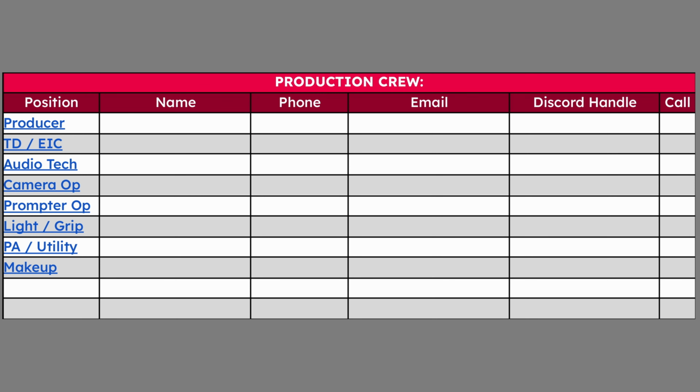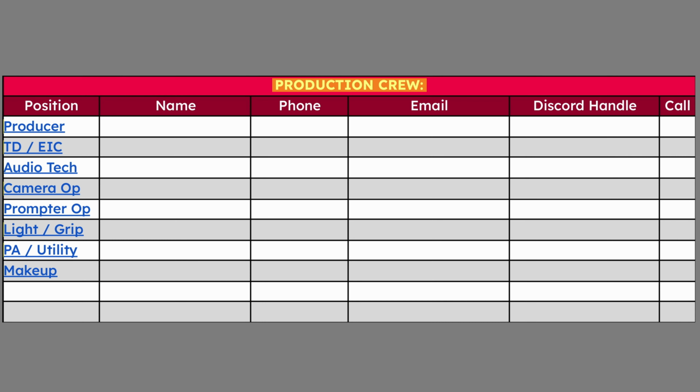And finally, we have your production crew. So this is a list of people and their titles on who's helping with what. You'll see in our list on this call sheet, we have a producer, a TD, audio technician, camera operator, prompter operator, lighting person, production assistant, and a makeup artist.